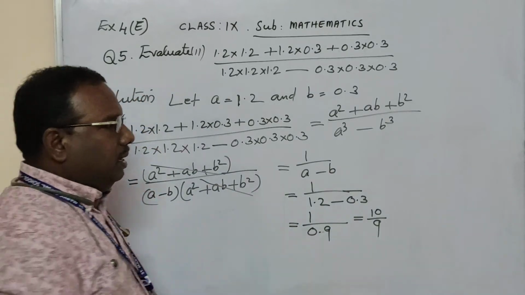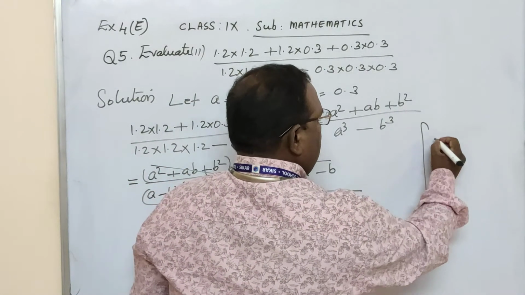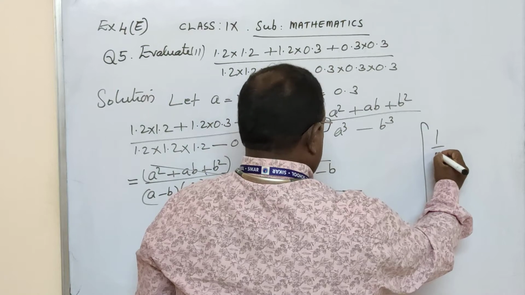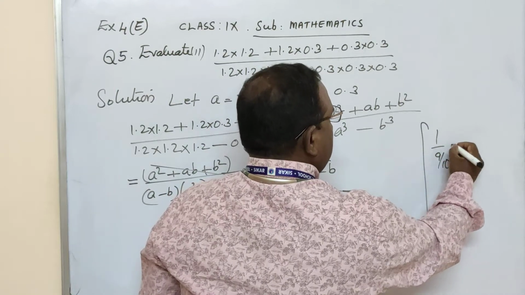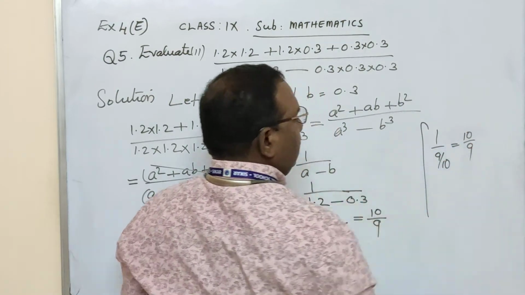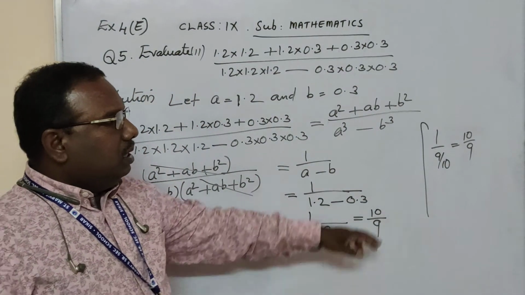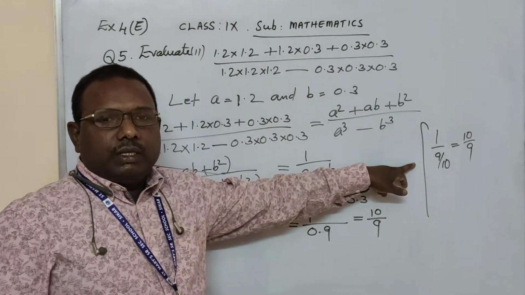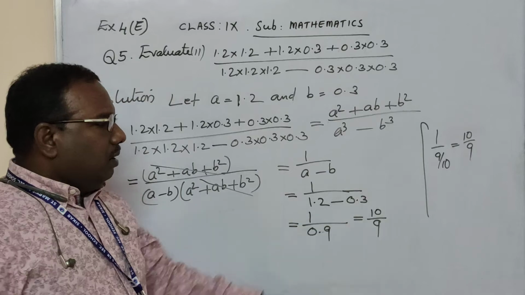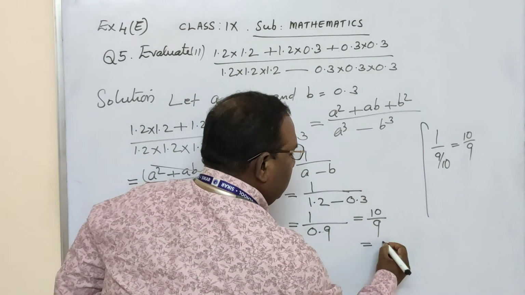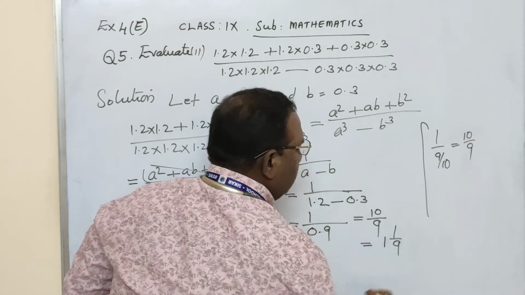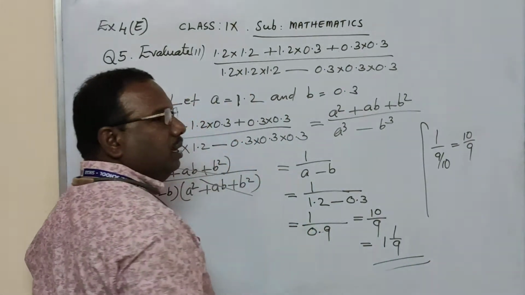1 upon 9 by 10, like this. 1 by 9 by 10 equal to 10 by 9. If anyone asks doubt, this is the way to change decimal point. And what is this one? After dividing, 1 by 9 is the required answer.